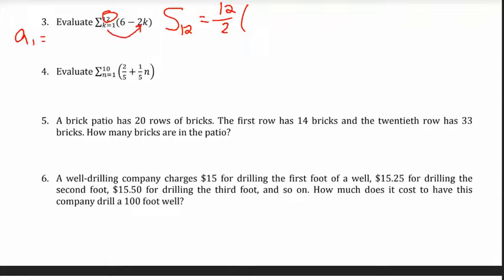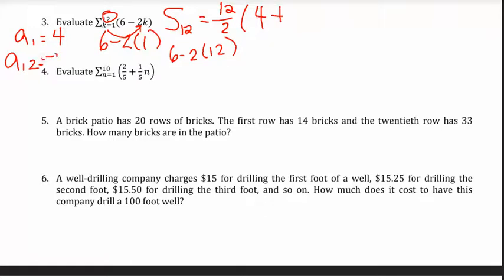So 6 minus 2 times 1, so that's 4. And then I'm going to need to figure out plus my last element, so that's a sub 12. So 6 minus 2 times 12. So 6 minus 24, that's negative 18. And then if I type that in my calculator, I'm going to end up with S sub 12 equals negative 84.